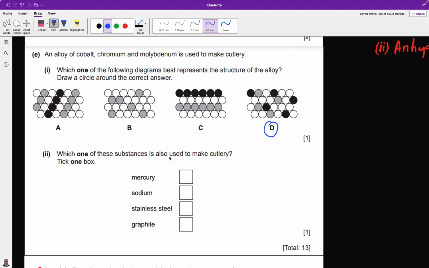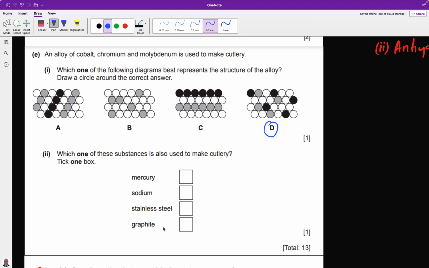If you look at it, one of the substances that is also used to make it is not mercury, and not sodium. Sodium is soft. It can be cut with a knife. Mercury is liquid, so it cannot be. Sodium is very soft and can be cut with a knife. So that one is outside.